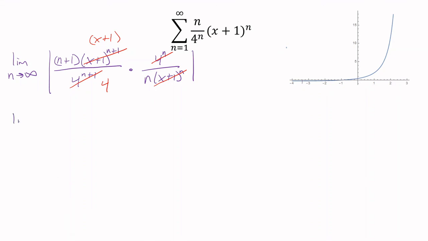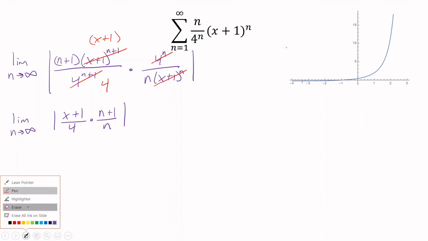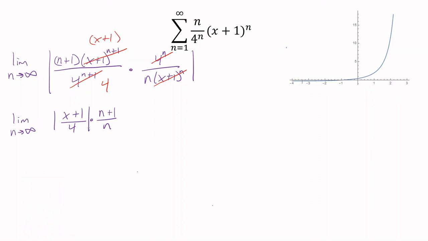Alright, this is the limit as n goes to infinity of the absolute value of x plus 1 over 4. And then what else do I have left? So that was those two. I've still got my n plus 1 over n. Now the n plus 1 over n, I could just take that out if I want to. So let's move that out of the absolute value. And then this x plus 1 over 4, I don't actually need that inside the limit because there's no n. So let's move that out.